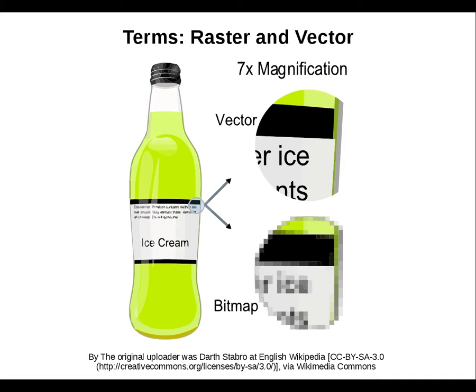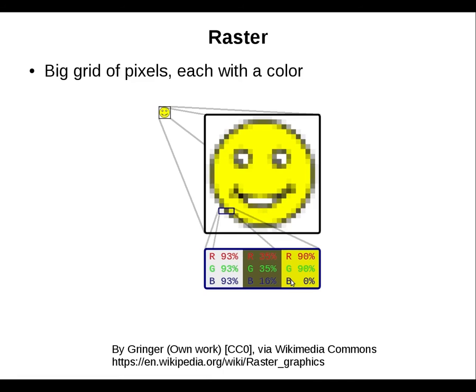So, two other terms that are very important to graphics: raster and vector. So, this is an illustration of the difference between raster and vector. The bottom, the bitmap, is a raster. The top is a vector format. And you see that as you blow up this little portion of this image, the vector looks really nice and the bitmap doesn't. So I'll explain that in the next couple of slides.